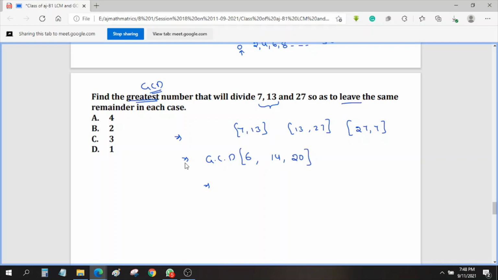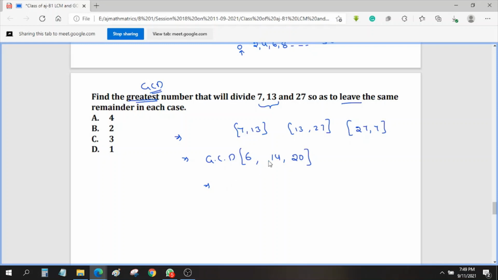If you go with the traditional method, I won't suggest it for this question. Just remember the question and the solution like this. We need to find the differences, and you can go with smaller numbers. Observe simple numbers and you can find it. Otherwise you can blindly remember this method. So 13 minus 7 is 6, 27 minus 13 is 14, 27 minus 7 is 20.